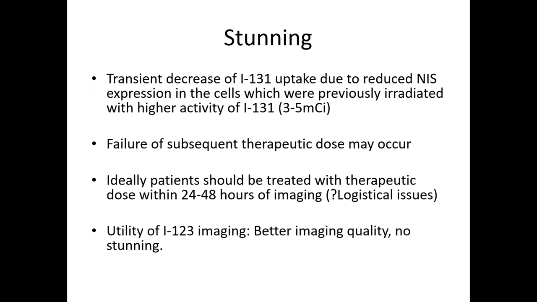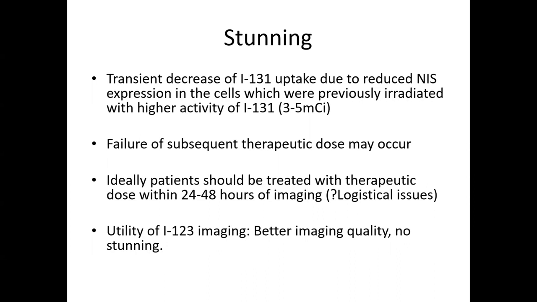So after giving a higher dose for diagnostic imaging, for example, if we give 3 to 5 millicuries, now if you send the patient for therapy, the cells might not take up your therapeutic RAI and the patient will have treatment failure. Here comes the utility of using I-123 as an imaging agent. One, it has no beta radiation, so there is no chance of stunning. Second, the imaging quality is better.